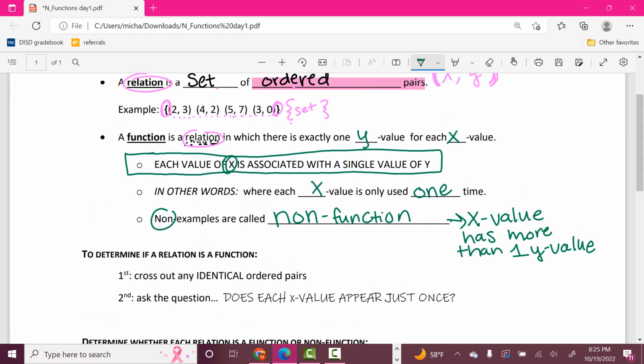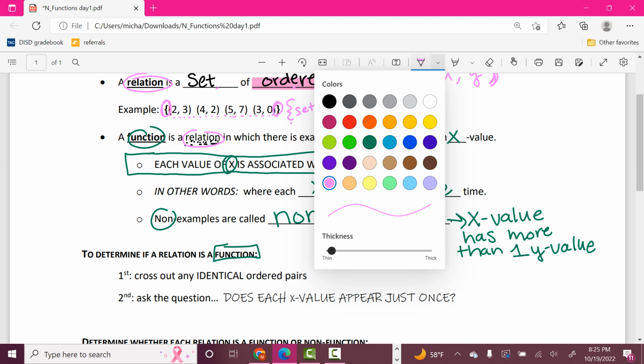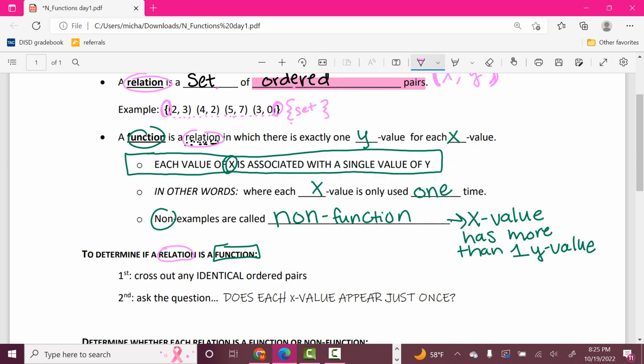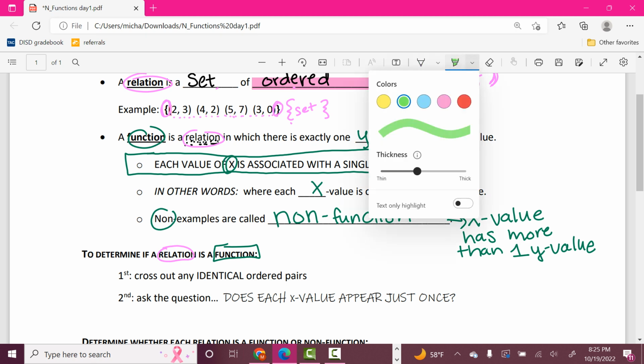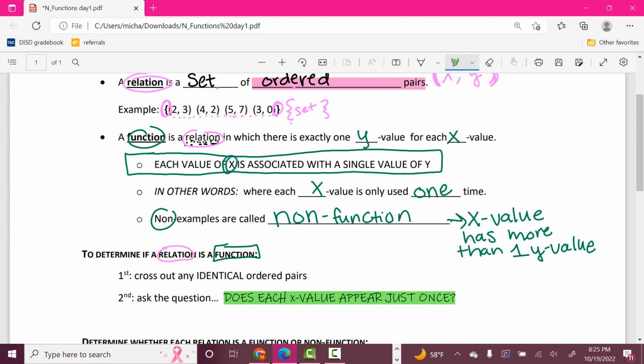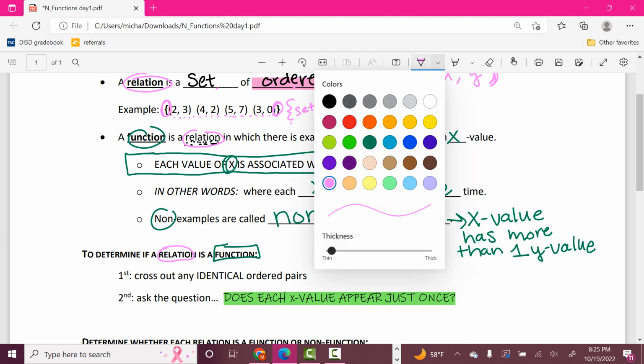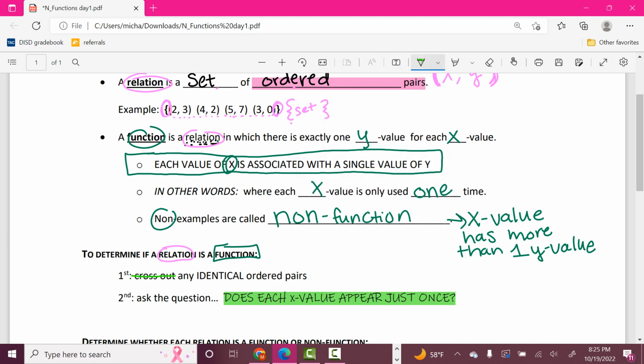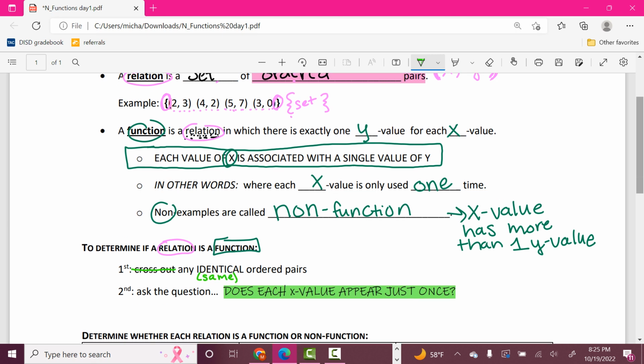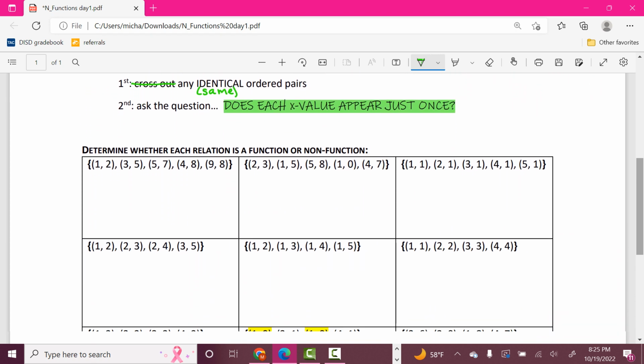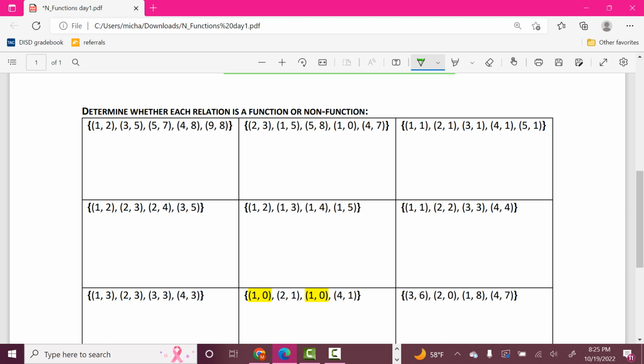To see if a relation is a function, you need to do two things. First, you're going to cross out any identical ordered pairs, and then you're going to ask the question, does each x value appear just once? So you ask that question only after you've crossed out any identical, so the exact same ordered pairs. So let's look at some examples. And I'm just going to skip down to the example in the third row.